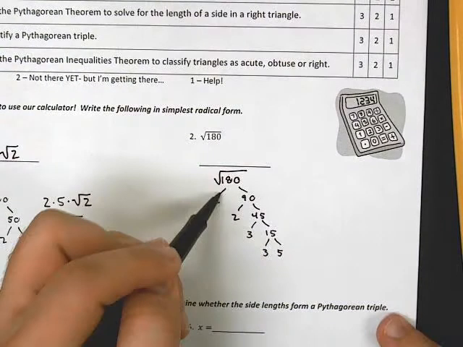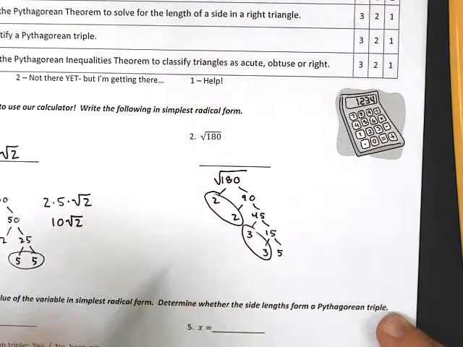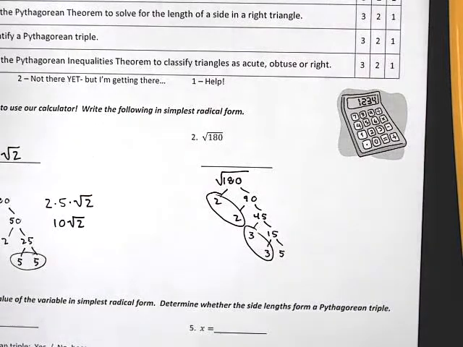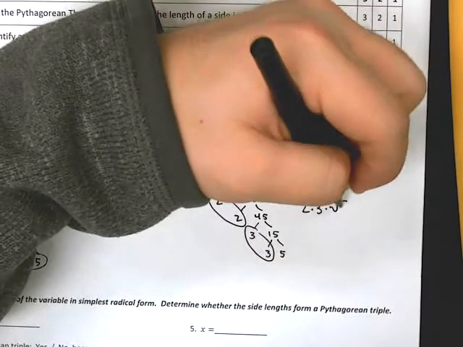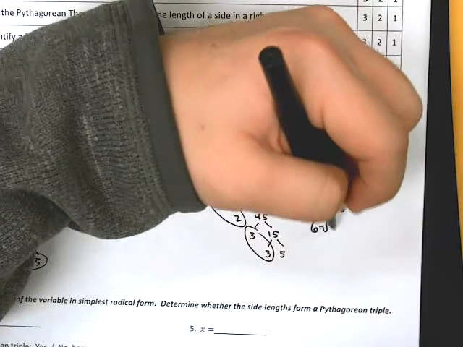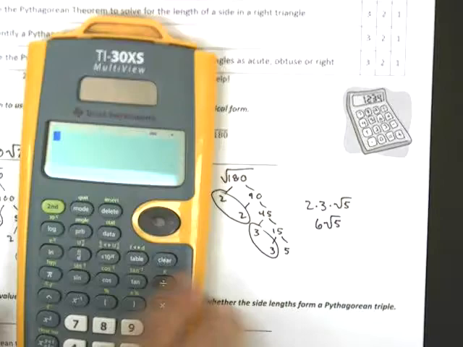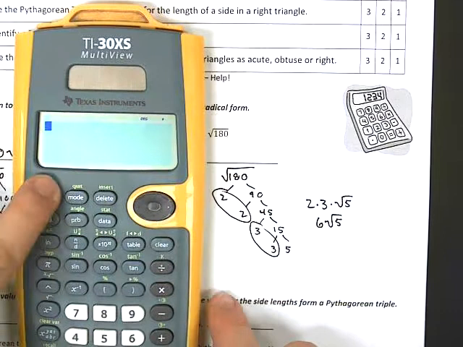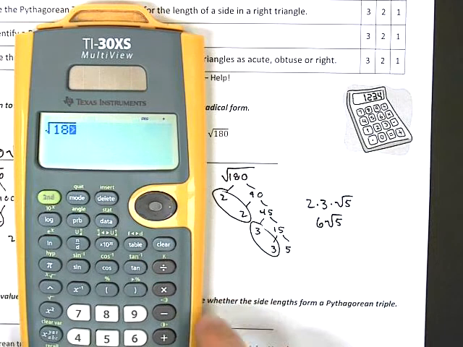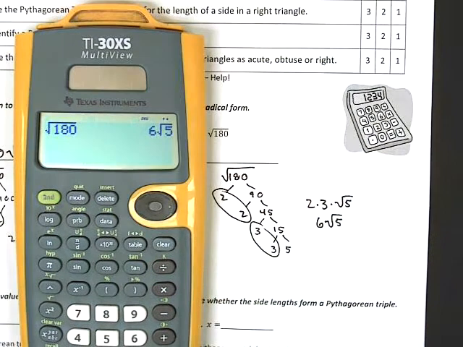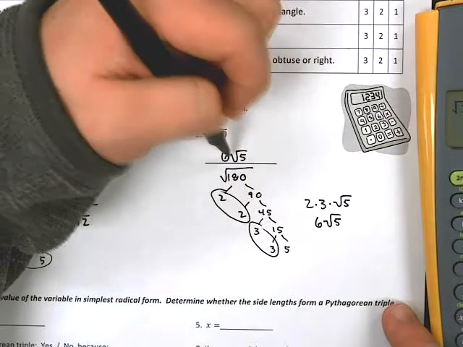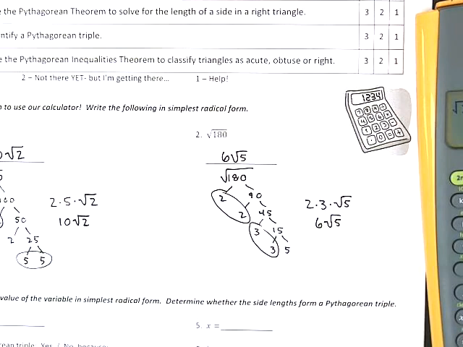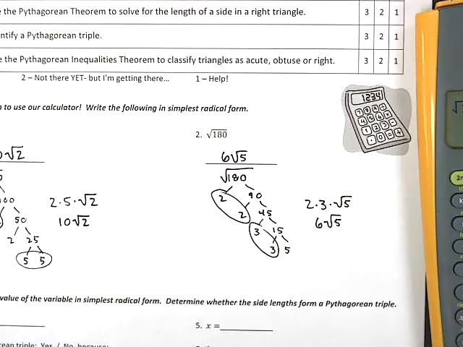So what do I have? I have a pair of 2s and a pair of 3s, and then a 5 underneath. So I'd have 2 times 3 times radical 5, or 6 radical 5. When you go to the calculator, square root 180 is 6 root 5. Okay? So if you have a yellow calculator, then a lot of this work is going to be done for you, which is awesome.